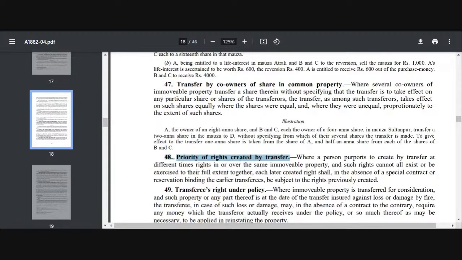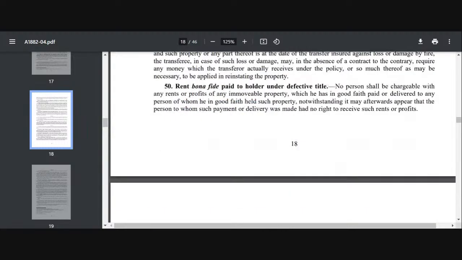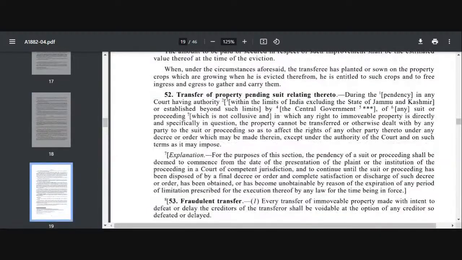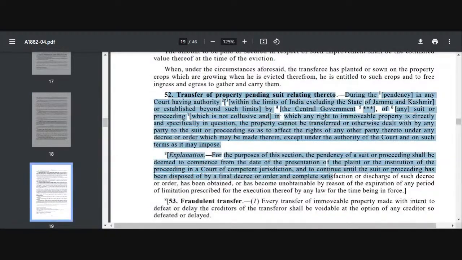Okay? Come to 52 now. After 48 we will come to 52. Now this 52 relates to lis pendens. Section 52 talks about lis pendens. What does lis pendens mean? If I say section 52, we talk here about lis pendens.